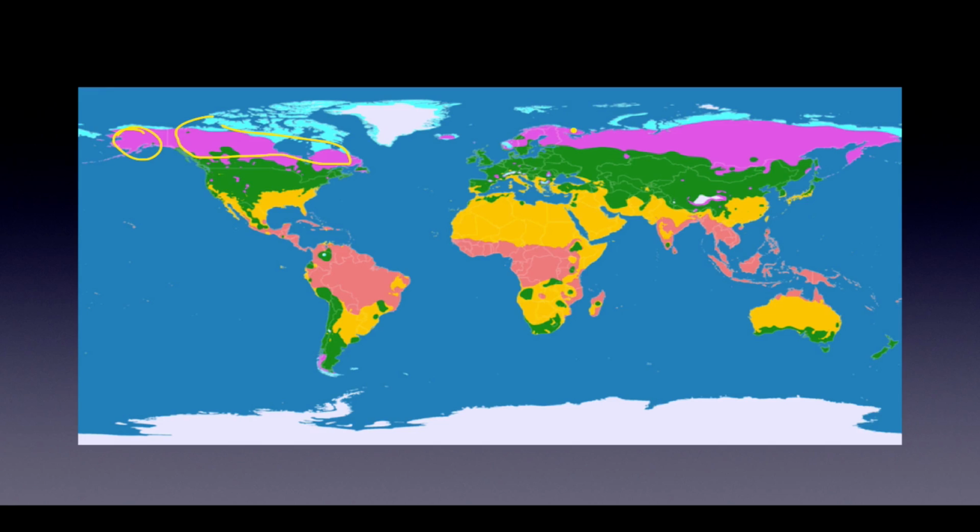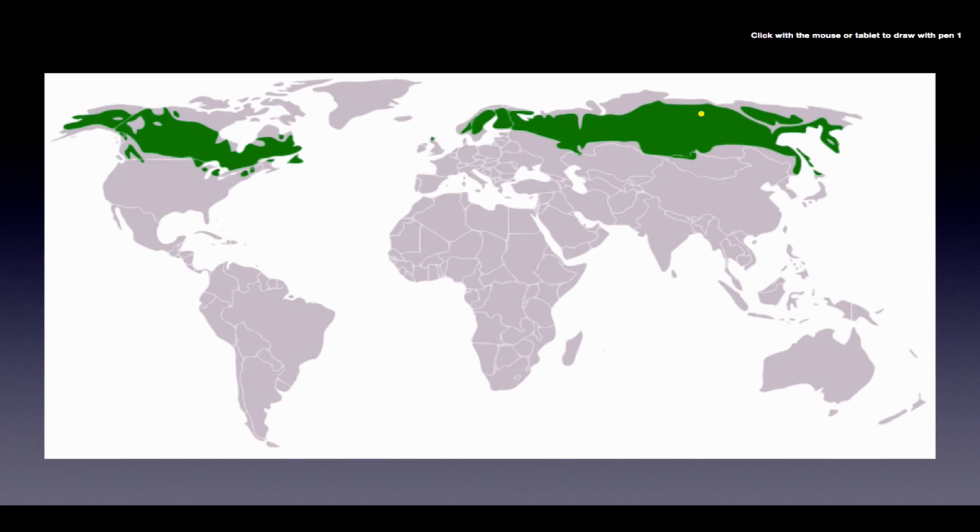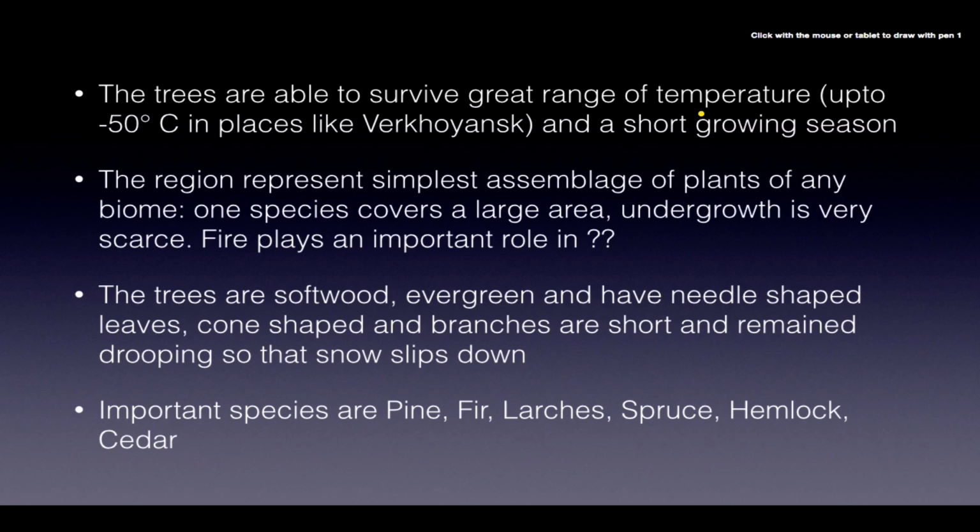Sweden, Finland, Poland, certain regions of the entire Russia. So these are the continuous belt of Taiga. They are the largest forest biome, 29% of the world's forest cover. You can see very clearly in this part. Anyway, the trees have to survive in places like Verkhoyansk, which is near Siberia, -50 degrees Celsius in northern Russia, which is followed by a very short growing season.